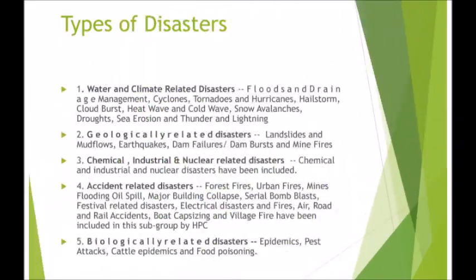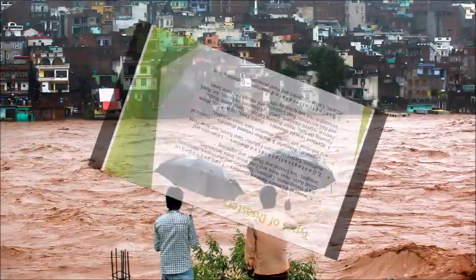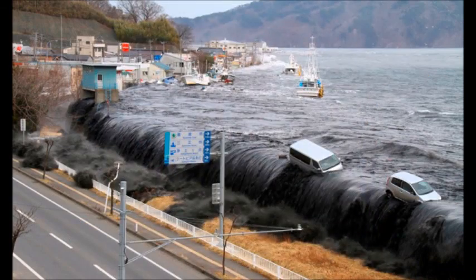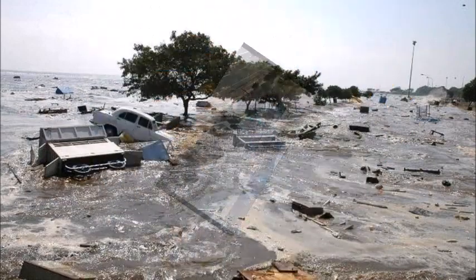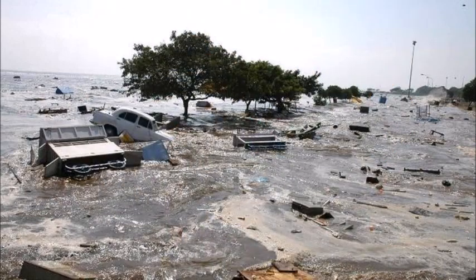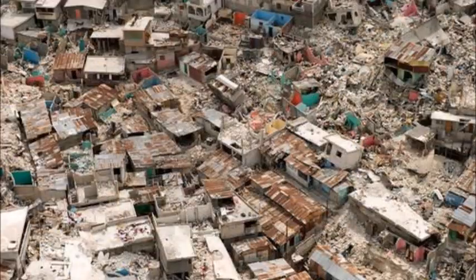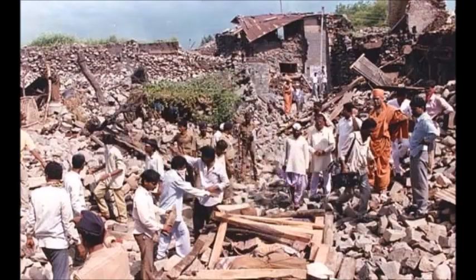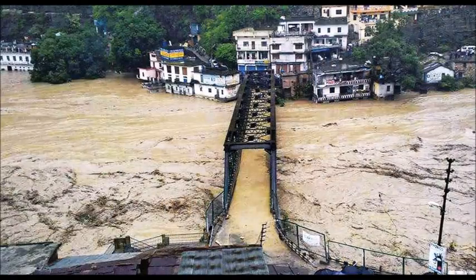Let us see the types of disasters. Water and climate-related disasters: floods and drainage management, cyclones, tornadoes, and hurricanes, hailstorm, cloud burst, heat wave, and cold wave, snow avalanches, droughts, sea erosion and thunder and lightning. Geologically related disasters: landslides and mud flows, earthquakes, dam failures and mine fires.